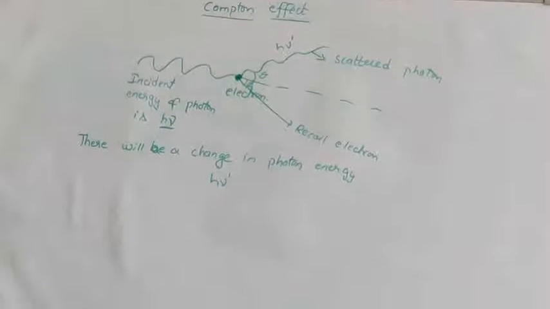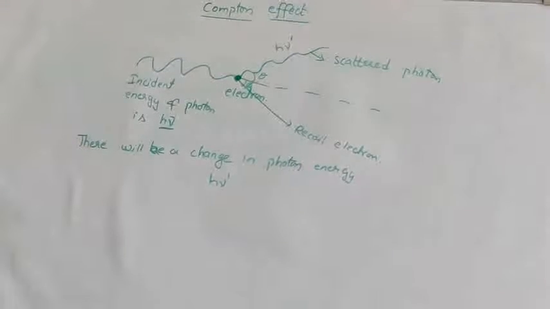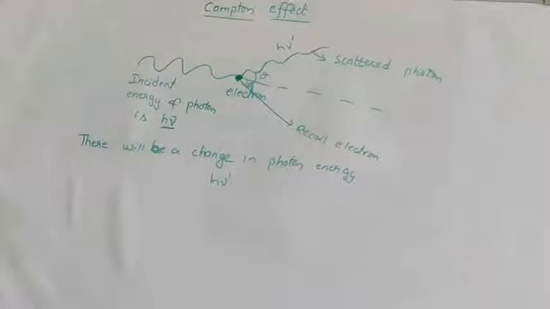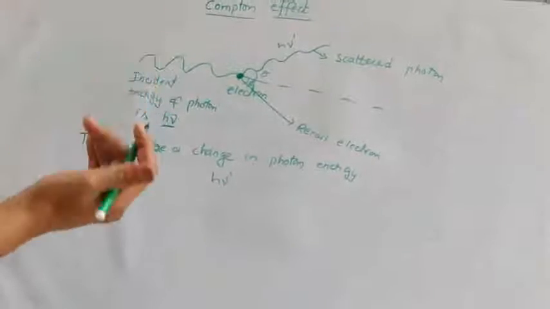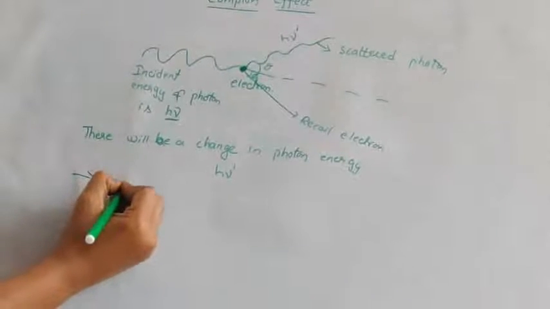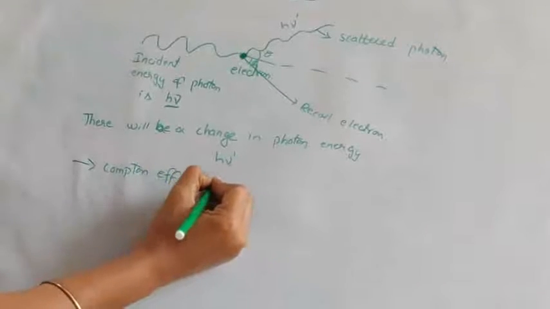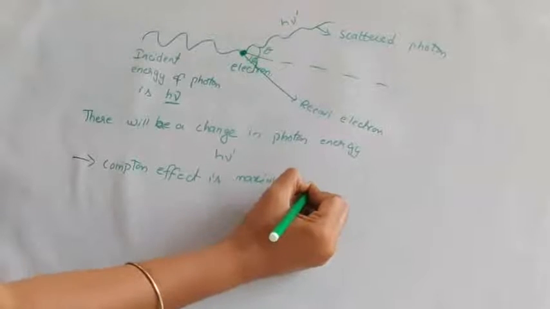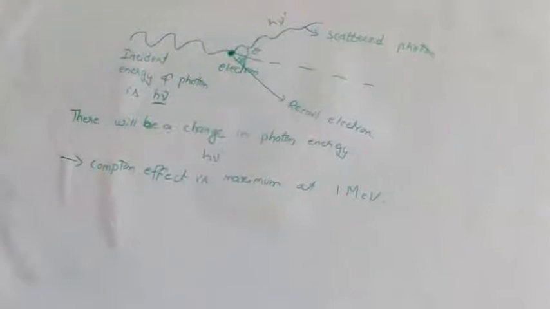Now we are going to consider that this Compton effect is maximum around 1 mega electron volt. That means this process is maximum, that means the Compton effect is maximum at 1 mega electron volt.